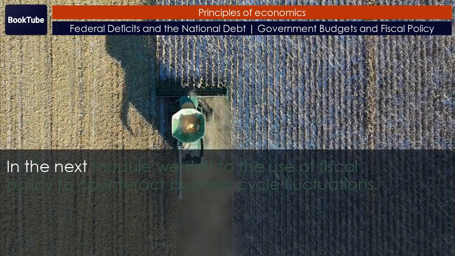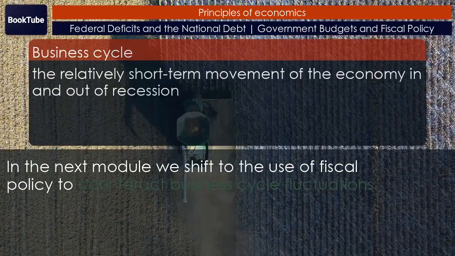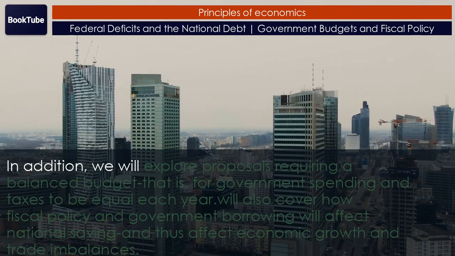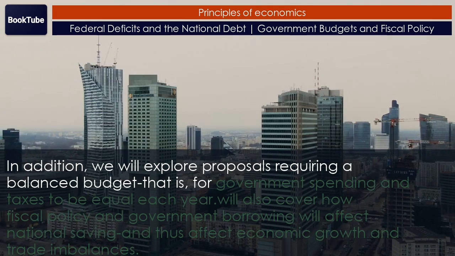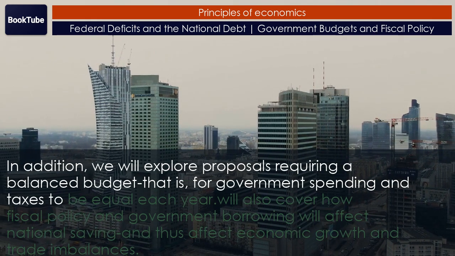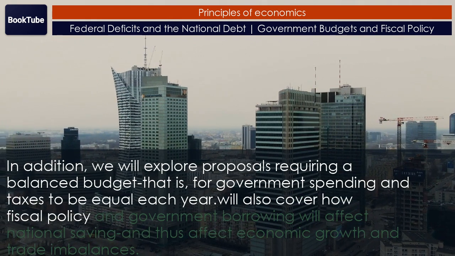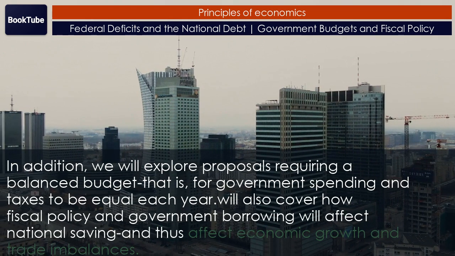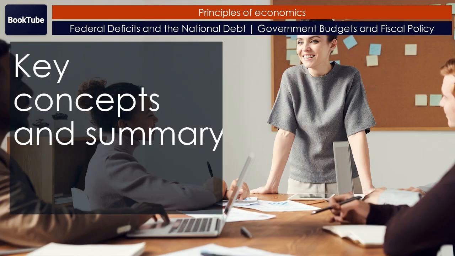In the next module, we shift to the use of fiscal policy to counteract business cycle fluctuations. In addition, we will explore proposals requiring a balanced budget, that is, for government spending and taxes to be equal each year. We'll also cover how fiscal policy and government borrowing will affect national saving and thus affect economic growth and trade imbalances.